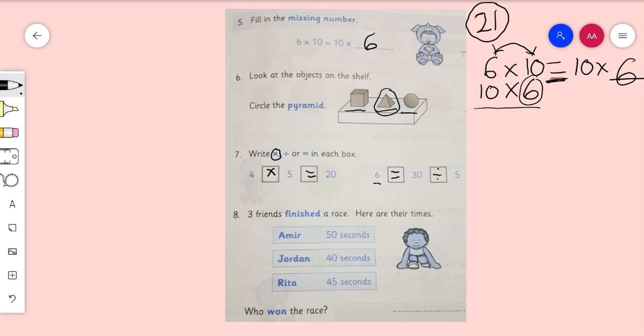When you look at the first time, you might think Amir is the winner because 50 is the most. But the one that has the most time is actually the loser, because when we're doing a race, we need the quickest time. We need to see what the earliest time is. Yes, 40 is the earliest time. It's the smallest number, so it's the earliest time, which means Jordan is the winner. We can write Jordan here.